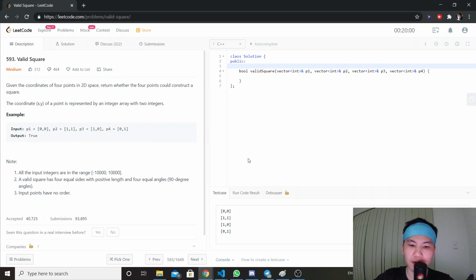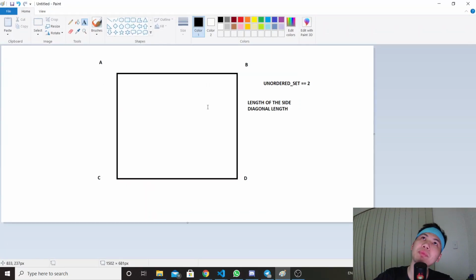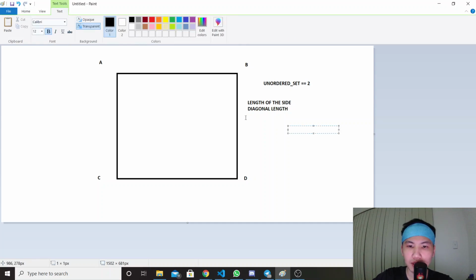So we are given 4 points and we want to find out if it's a square. So the thing to consider here is what is a square? The 4 sides of the square are going to be the same: AB, CD, AC, and BD. So same side.